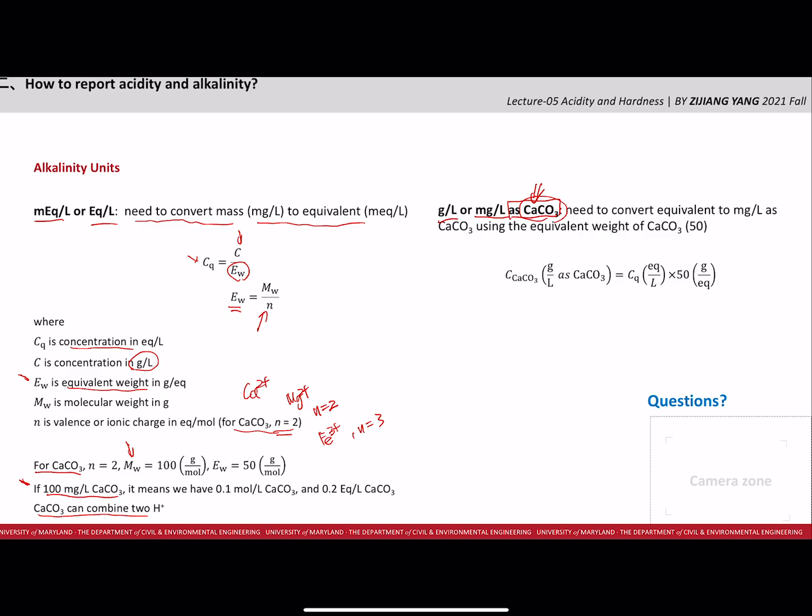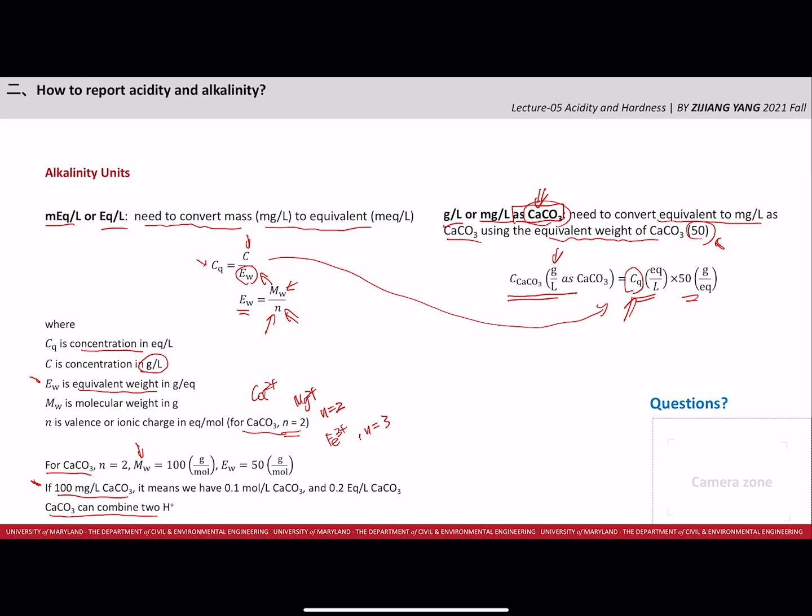We can convert the equivalent as calcium carbonate using the equivalent weight of calcium carbonate. Here shows the definition. The concentration as gram per liter as calcium carbonate can be calculated by the equivalent times 50, and the 50 is the equivalent weight of calcium carbonate. So the key information is CQ. CQ can be calculated by this equation, and EW can be calculated by this equation. The molecular weight and the charge can be found based on the chemical equation.